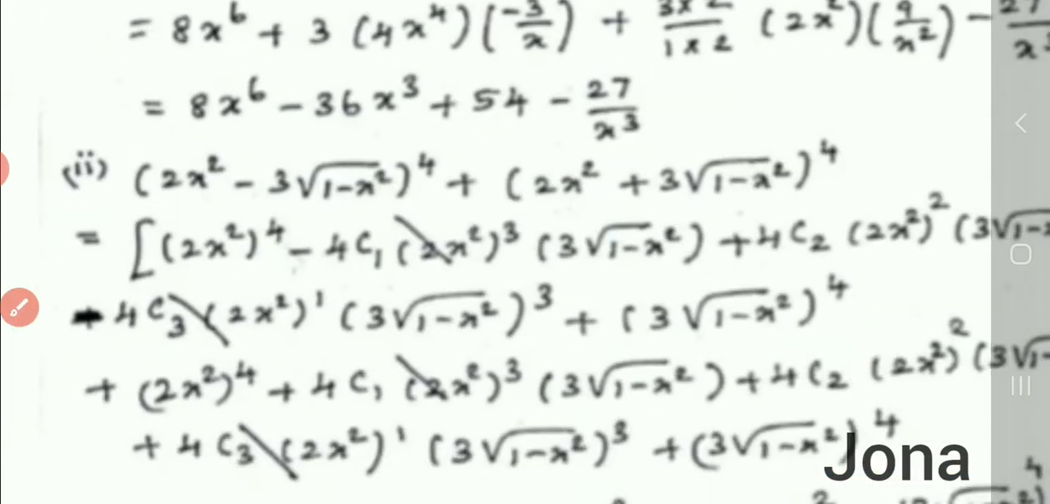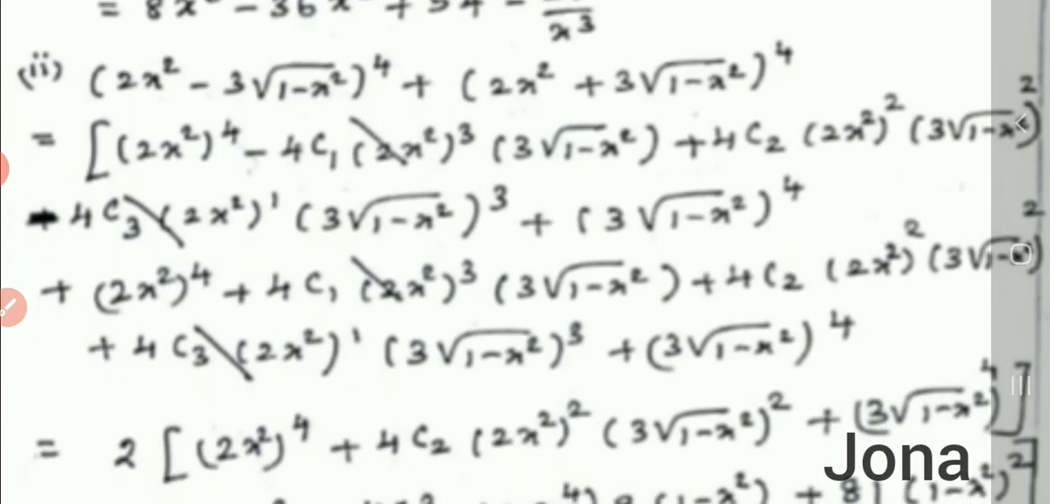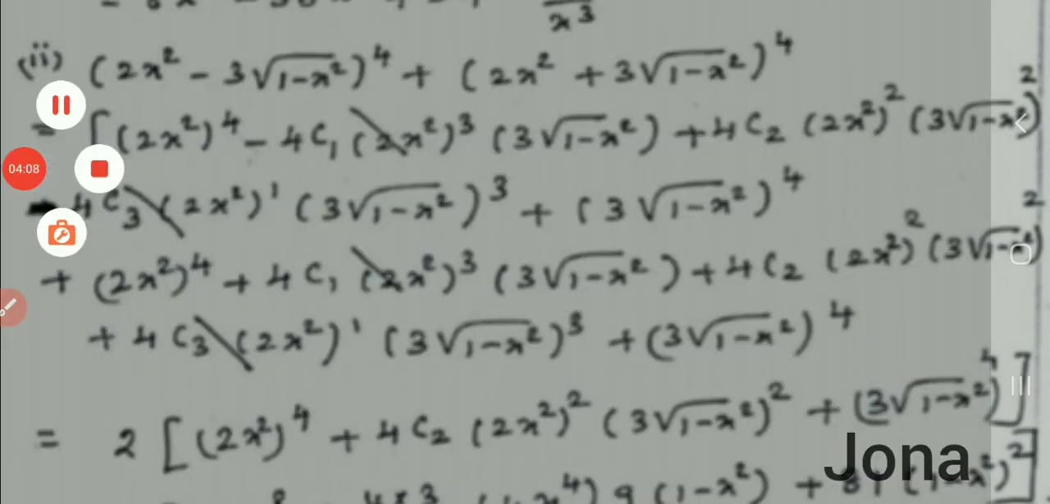Second problem: (2x² − 3√(1 − x²))⁴ + (2x² + 3√(1 − x²))⁴. Okay, here we have two terms that we want to expand for both. First we want to expand the first one.